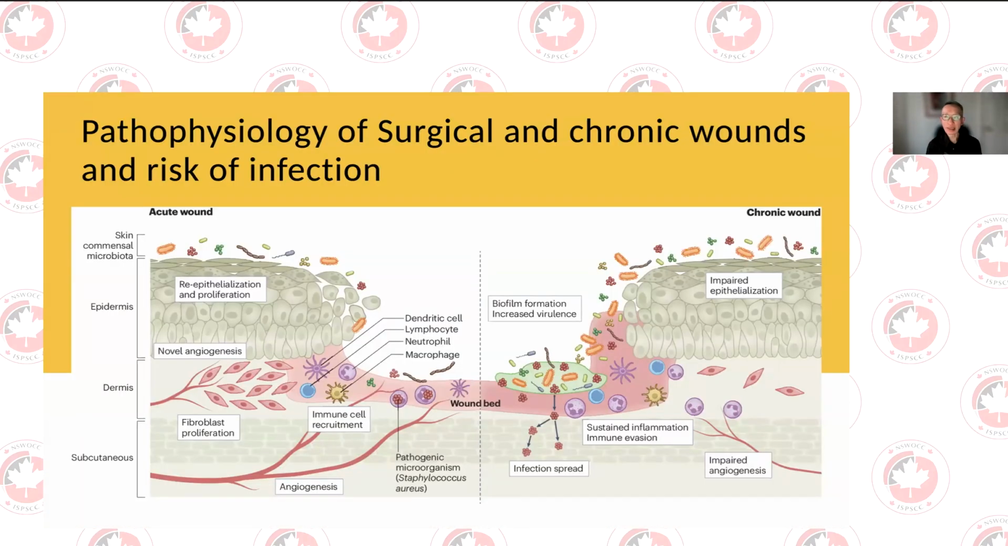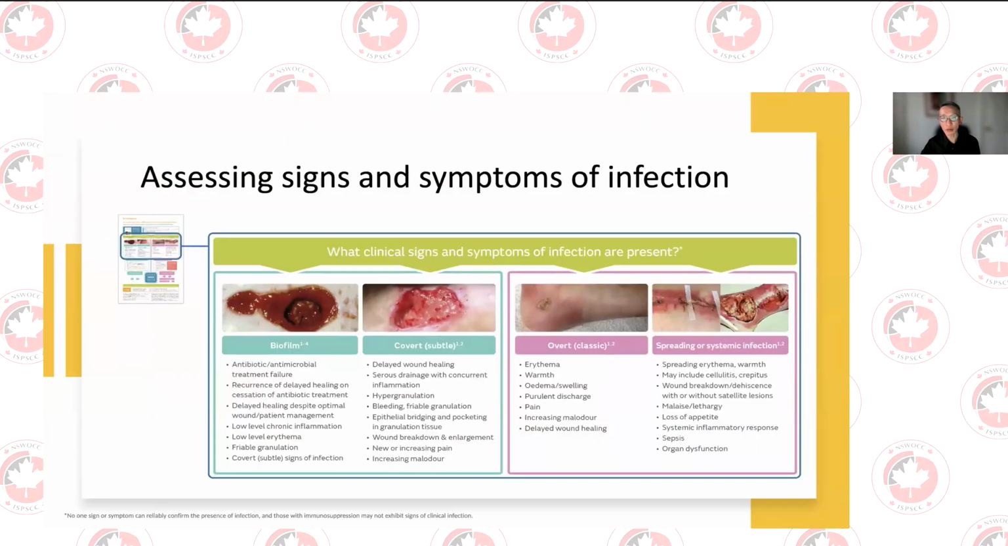There are a number of phenotypical changes in chronic wounds that render individuals, or that wound, more at risk for developing infection. You can see there's impaired epithelialization, impaired keratinocyte movement, the ability to move to the center of the wound to facilitate wound closure, reduced immune cells and ability to fight off infection and bacteria, and also a decrease in angiogenesis. So there are a number of factors that can put people at risk for developing local wound infection.